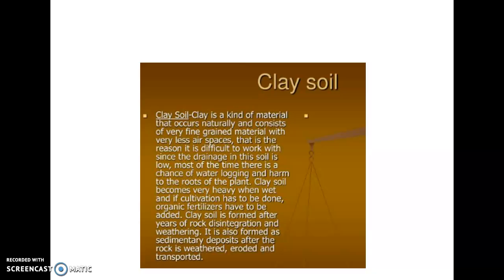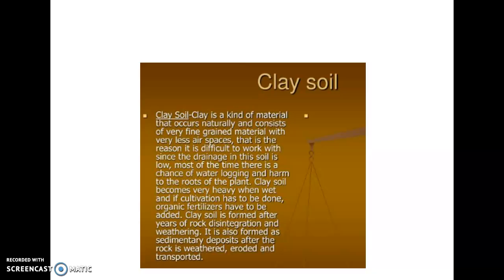Because it is very fine and also it is sticky, there is very little air space. And because there is very little air space, it is difficult to work with. Why is it difficult to work? Because there is hardly any space for the water that we are pouring on top to pass through. So what will happen? The water will get clogged. The water will be all on the surface, and this waterlogging will harm the roots of the plants.